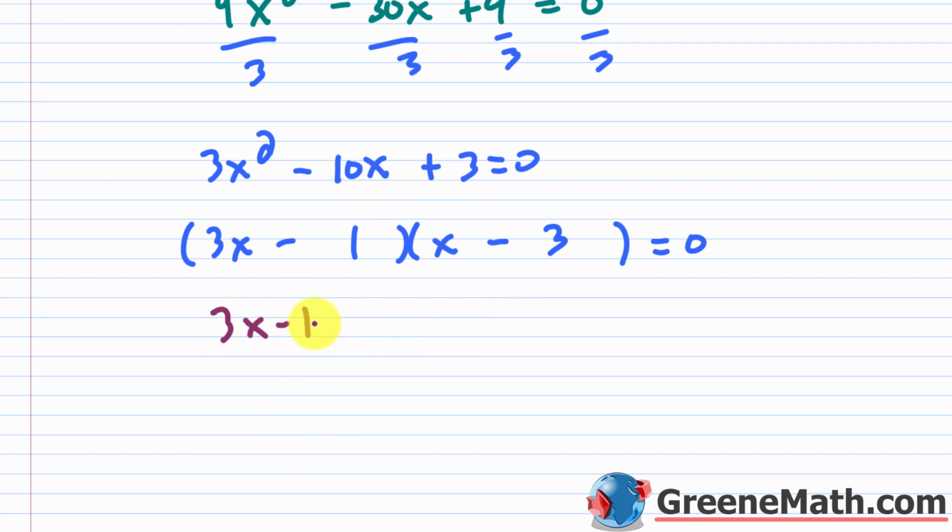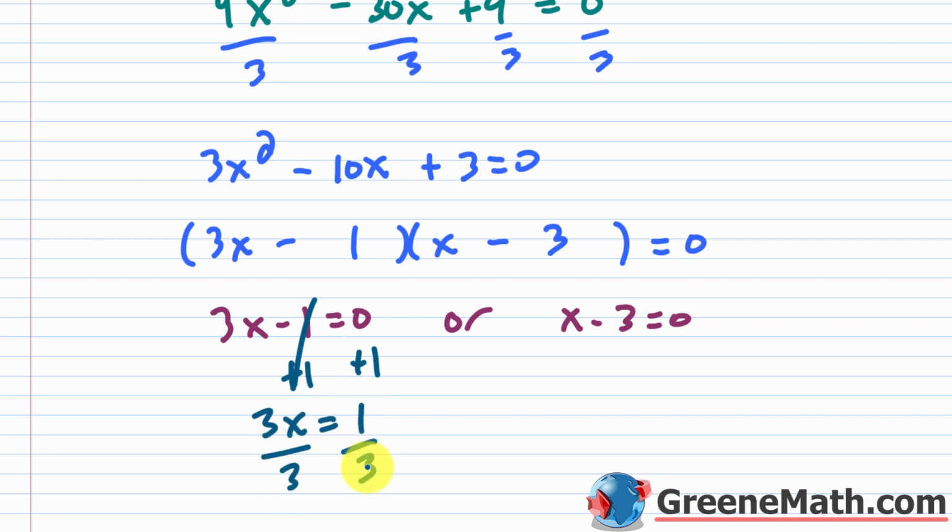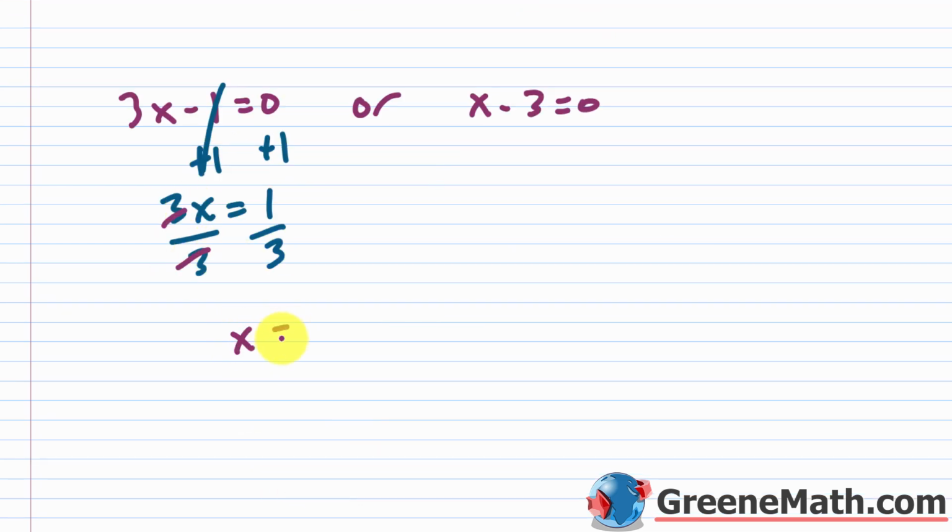Let's go 3x minus 1 is equal to 0. Or let's go x minus 3 is equal to 0, and then I'll add 1 to both sides of the equation, cancel this. We'll get 3x is equal to 1, divide both sides by 3. Let's cancel this away and say x is equal to 1/3. Then over here, let's add 3 to both sides, cancel this. So x could also be 3. So again, these are proposed solutions. I'll just tell you in advance that they're both going to work.